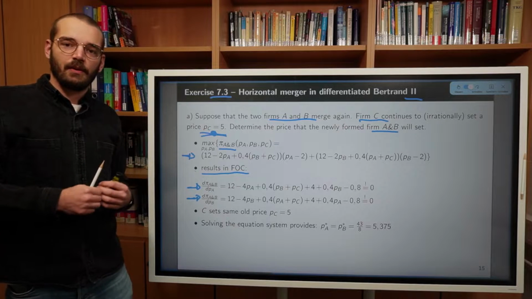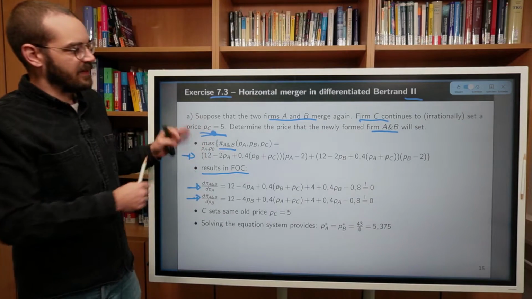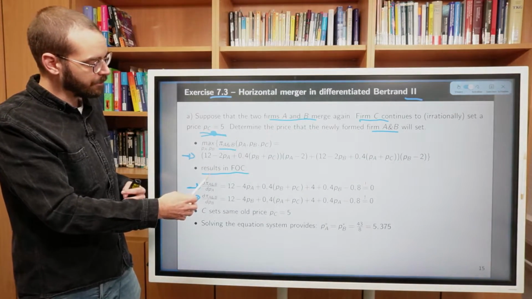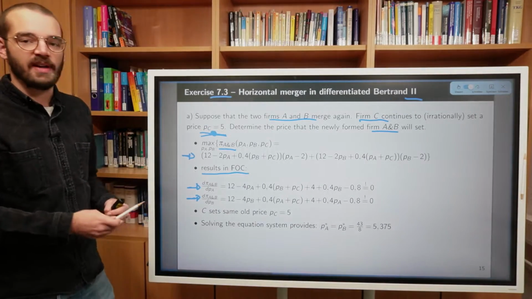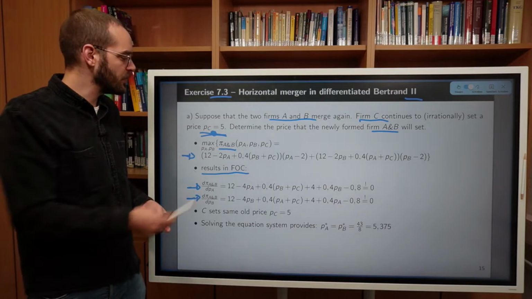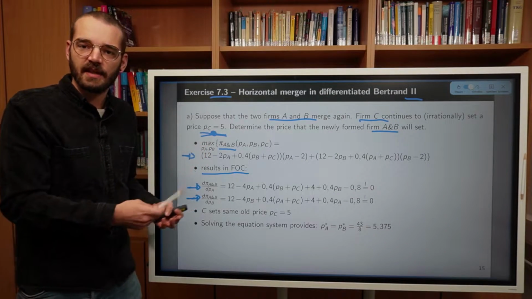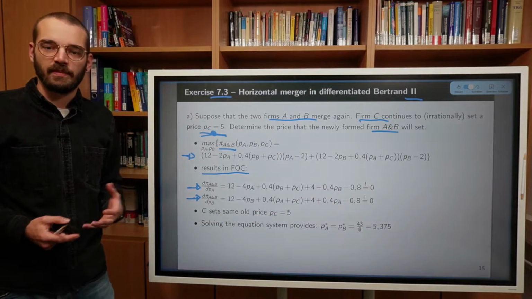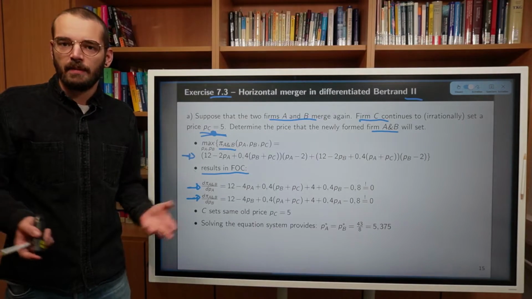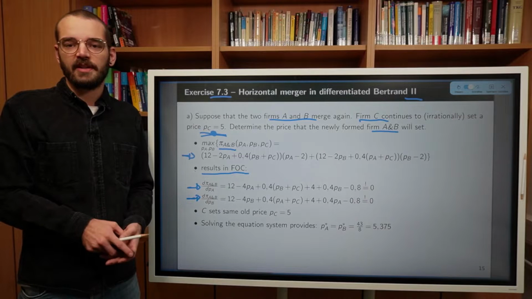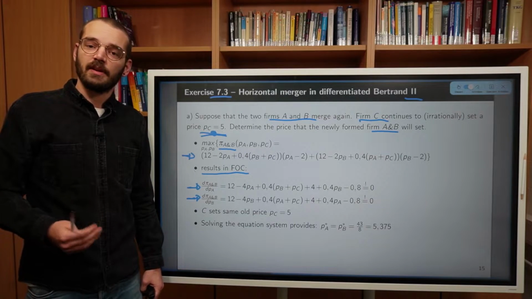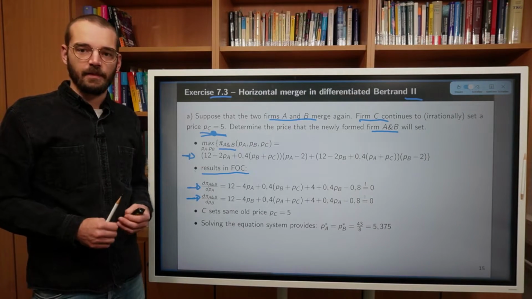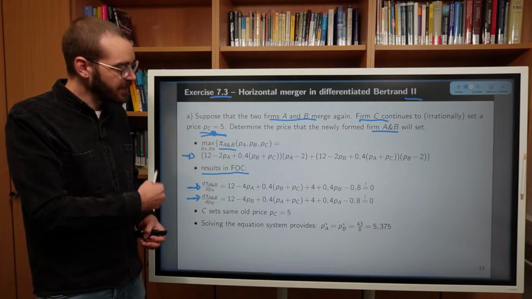So if you want to find out what the market price in this situation will be, well, we now know the best responses of firm A and B with respect to any price PC. So we can simply substitute the price PC we assume in the exercise into these best responses and then solve this equation system in which only two parameters will be left, namely PA and PB. So again, similar to what we saw earlier, we are then left with an equation system which consists of two equations, two first order conditions, and two parameters, PA and PB.